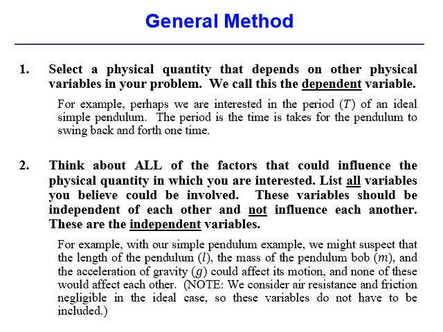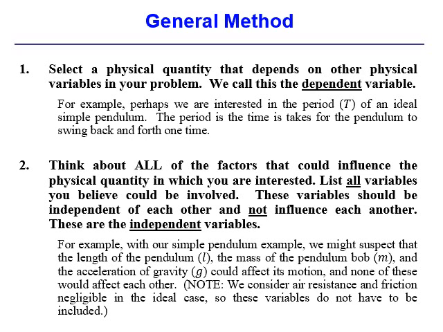Okay, so anyway, the general method here is that you select a physical quantity that depends on other physical variables in your problem, and we call this the dependent variable. So for example, perhaps we're interested in the period of an ideal pendulum, a simple pendulum. A simple pendulum is just a little mass ball on the end of a very light string, and it swings back and forth. It's a very, very simple idea. We usually ignore the mass of the string and just look at a point mass essentially on the end of the string. In that example, the period is the time it takes for the pendulum to swing back and forth one time.